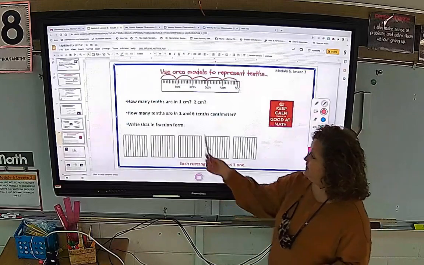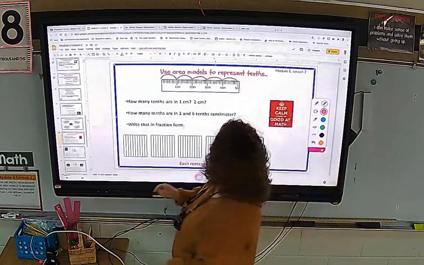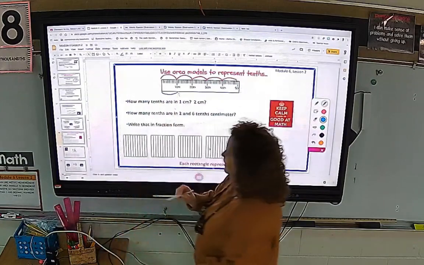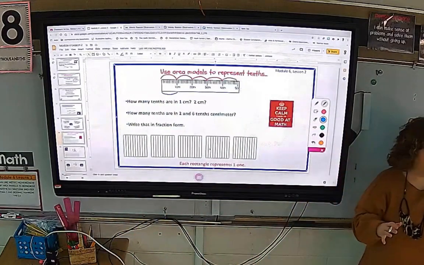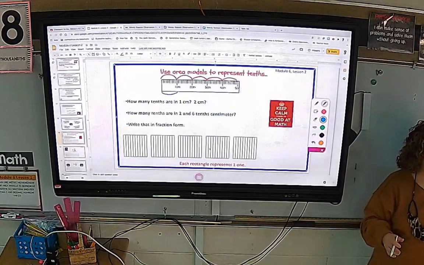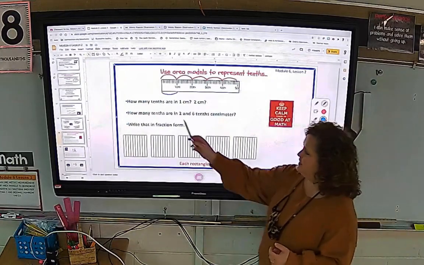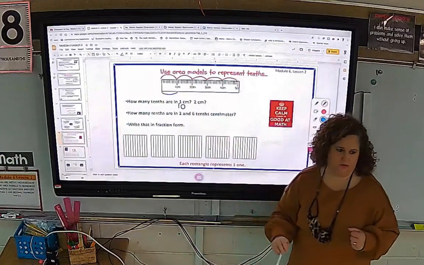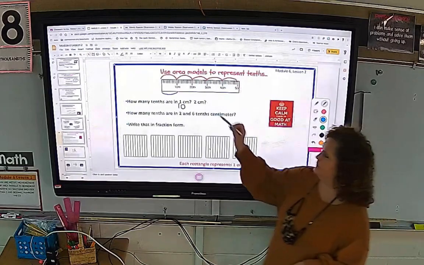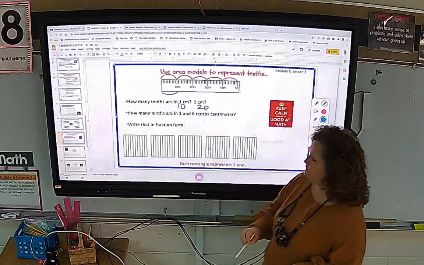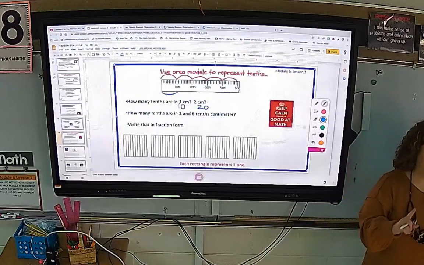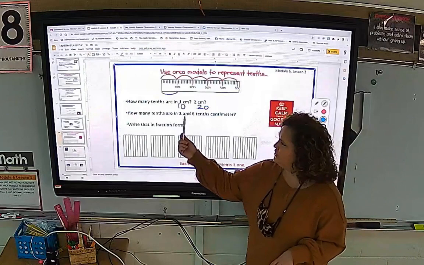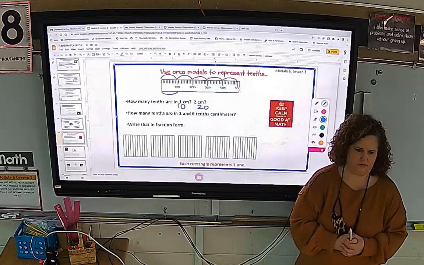Okay? So how many tenths are in 1 centimeter? If I grab one of these, I'm going to do it on the bottom. How many tenths are there? Yeah. There's 10 tenths. Okay. So how many tenths are in 1 centimeter? 10. How many are in 2 centimeters? 20. You're just counting by tenths. Okay, but here's the question they're really trying to get you to. How many tenths are in 2 and 6/10 centimeters?